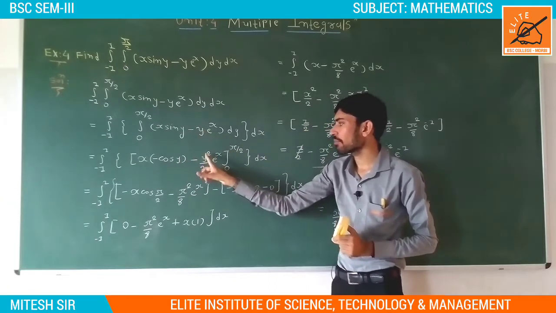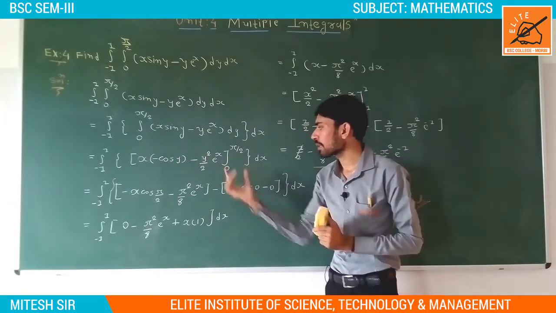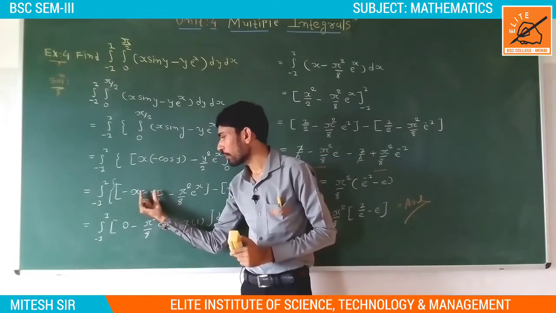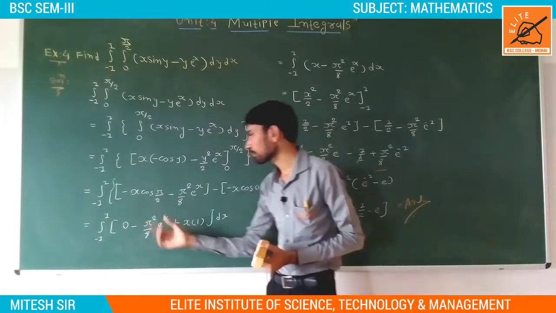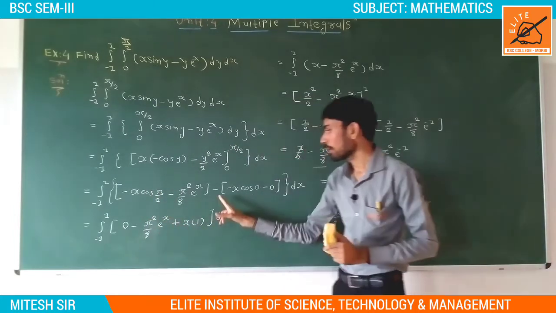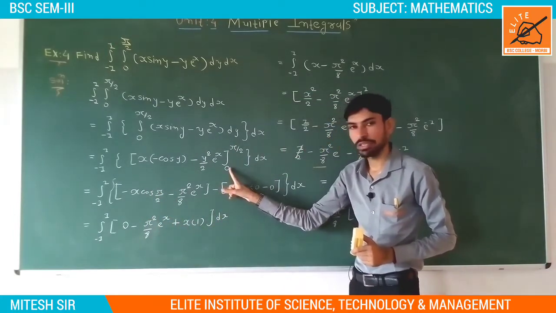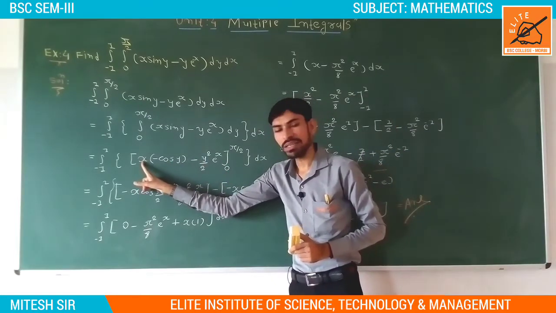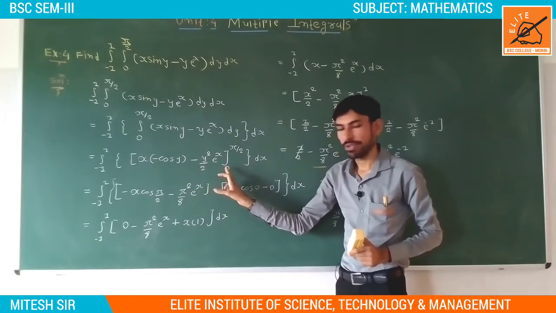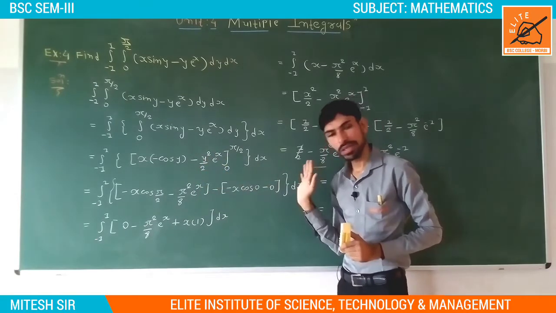The integration of y will be y square by 2, and we just apply its limit 0 to pi by 2. So when we apply the limit, the value of cos pi by 2 is 0, as we know. So the first term is 0 minus pi square upon 8, e raised to x as it is, minus. Friends, the lower limit is 0; if we apply it, the value will be minus x into cos 0, and y square upon 2 means if we apply 0, that means this term becomes 0.